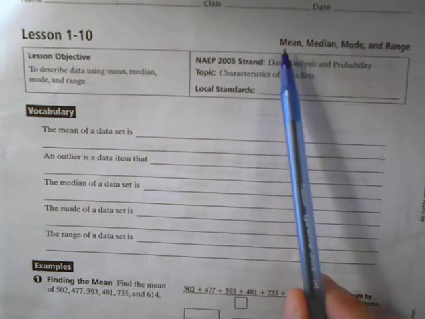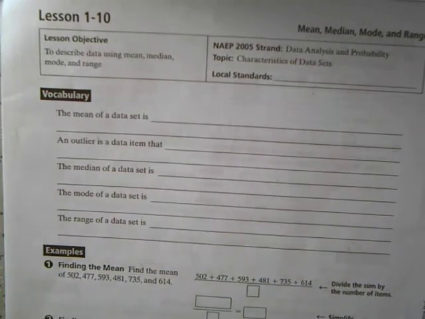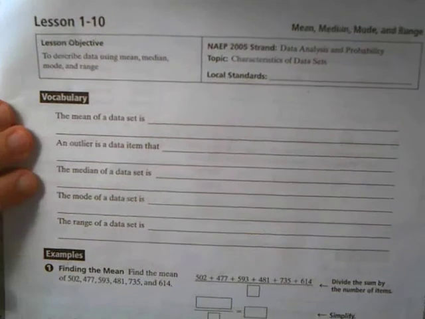Today we're going to do lesson 1-10 for course 2: mean, median, mode, and range. We're going to use the mean, median, mode, and range to describe data. First of all, we're going to review what our definitions mean.